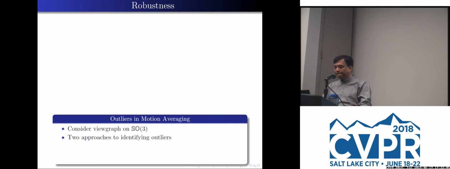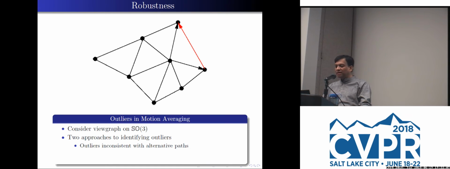So, consider a view graph of this kind. And let's say you have one edge which is wrong. It's a poor outlier. So then what's going to happen is, if you were to take this path, it's going to be inconsistent with this, right? Let's say this path is clean. Then it's going to be inconsistent with this outlier. So you can take multiple paths, and then you should be able to figure out that there's something wrong with this particular edge, right?